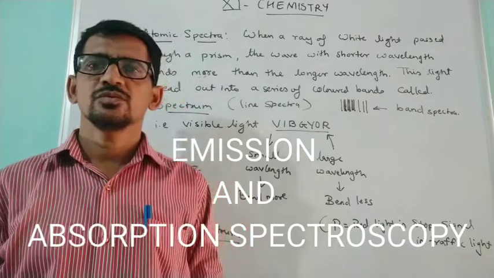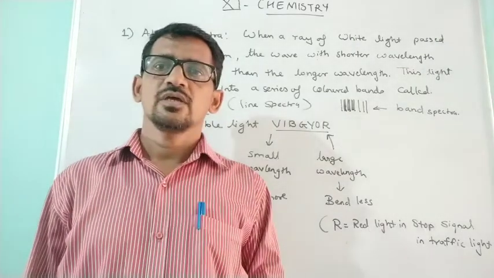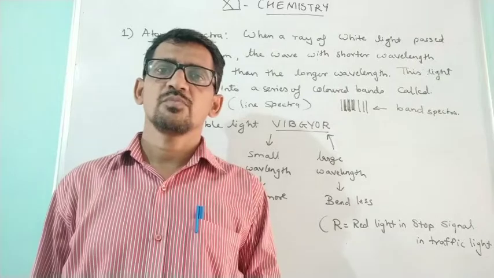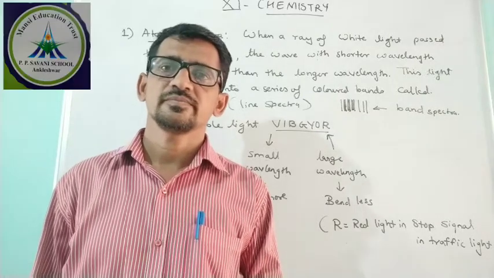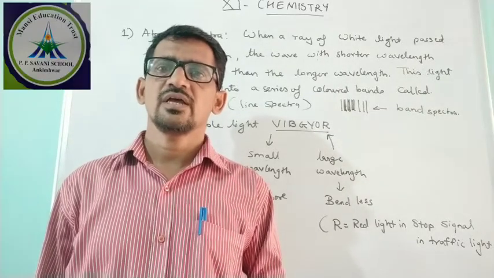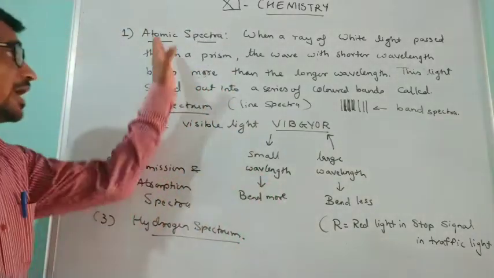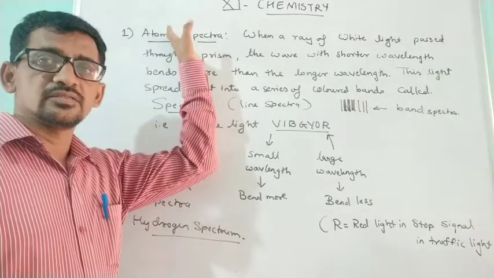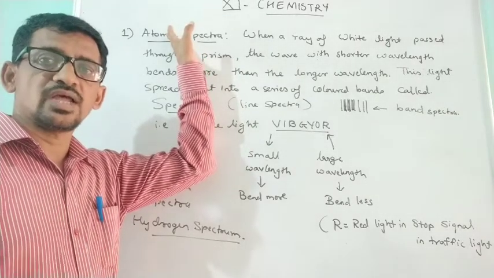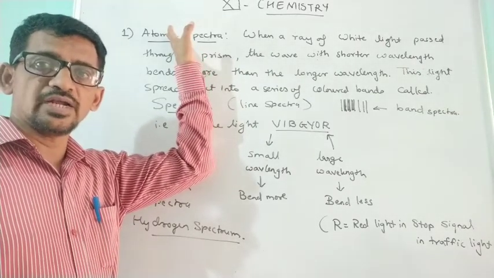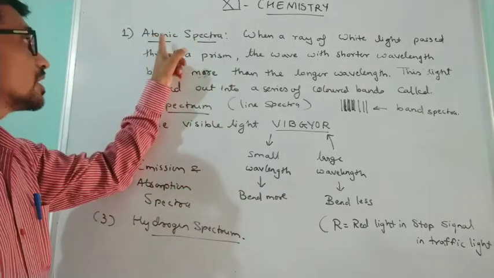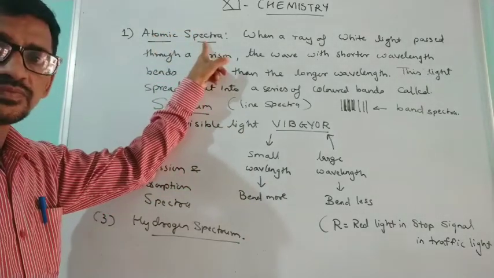Okay, good morning students. Today in chemistry we discuss spectra, emission and absorption spectra. This spectra is nothing but the emission of light from an atom. That's why it is known as atomic spectra.